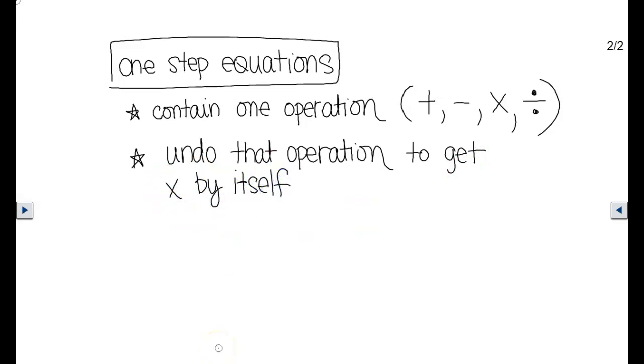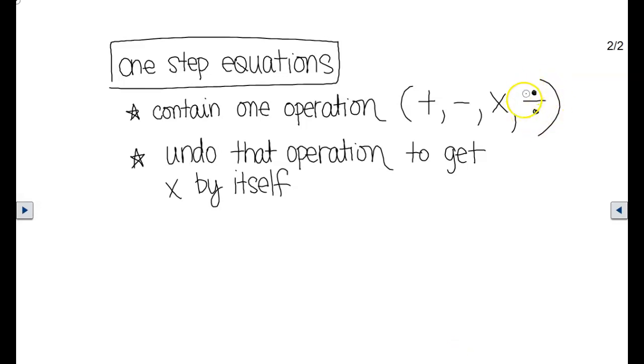So this is where that rule comes into play about to undo something, you do the opposite operation. So if your equation contains addition, then you're going to need to do the opposite of addition, which is subtraction. If your equation contains subtraction, you're going to need to do the opposite of subtraction, which is addition. If your equation contains multiplication, you're going to have to do the opposite of multiplication, which is division.